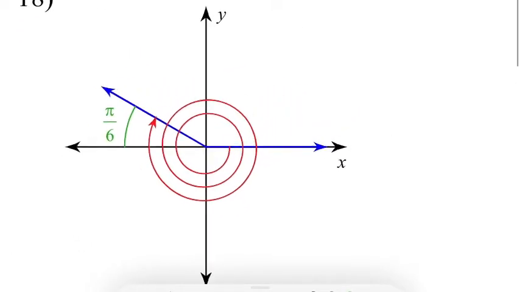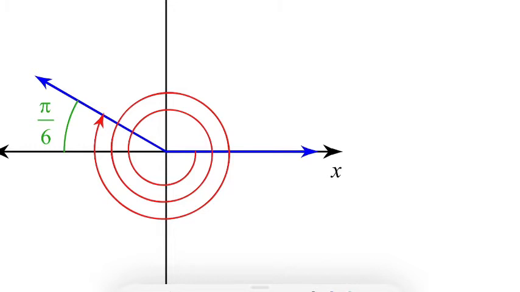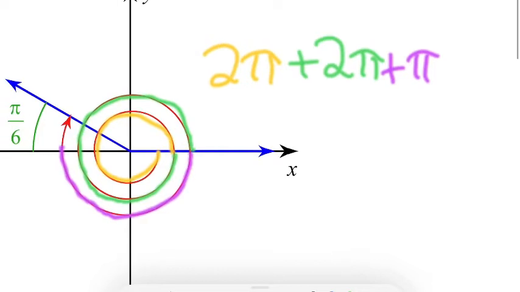For 18, so this one we kept going around for a while. So we go all the way around. So that would be 2 pi. We go around again. So that'd be another 2 pi. We go half of a circle, so that would be plus pi, and to go the last little bit is plus pi over 6.